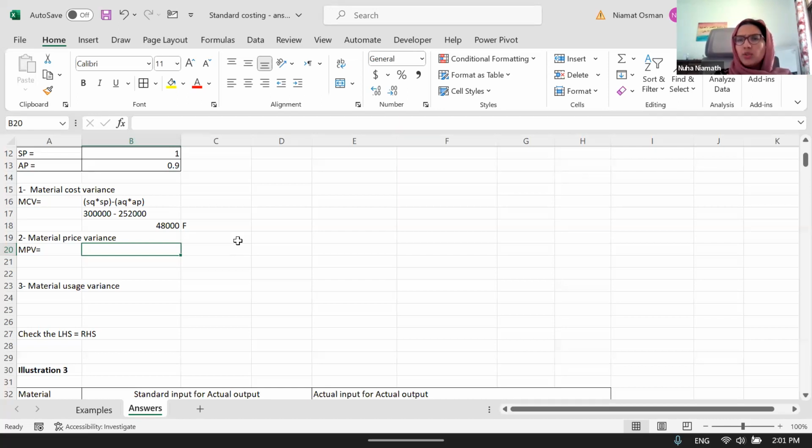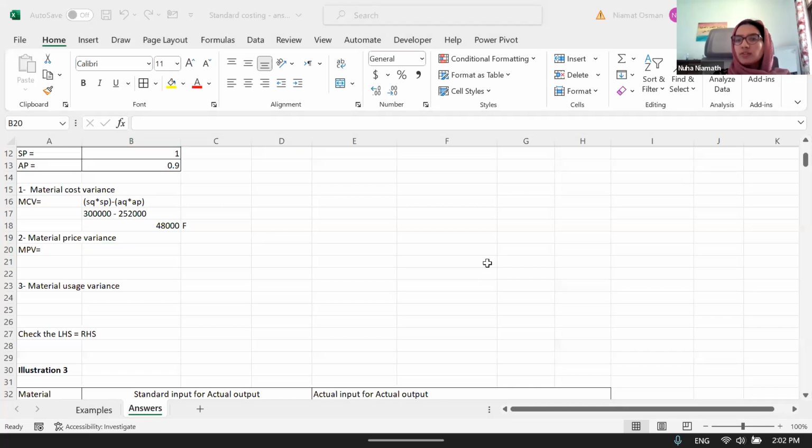SQ minus AQ into SP. Okay. Taslima, price variance. We are looking at the difference in the price, not quantity. SP minus AP into AQ. I hope you understood, Taslima. What you have given me is usage variance. Yes, remember price variance, SP minus AP, price variance.